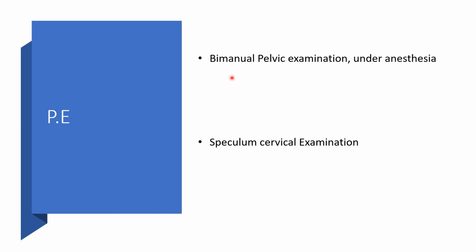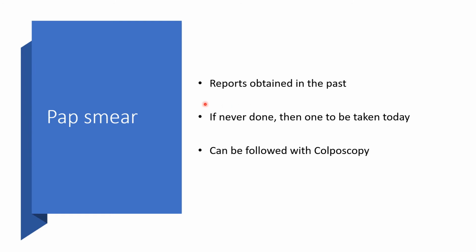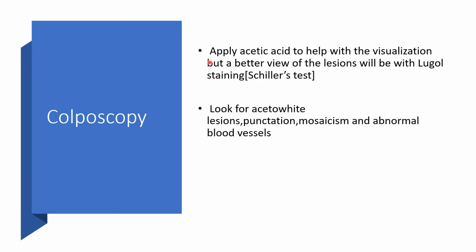Now, physical examination will include bimanual pelvic examination under anesthesia. That's why the history of anesthesia reaction in the past will be helpful. Speculum cervical examination. The Pap smear reports obtained in the past, we must have a copy. If she has never done any, then we have to take one today. It can be followed up with colposcopy, depending on the outcome.